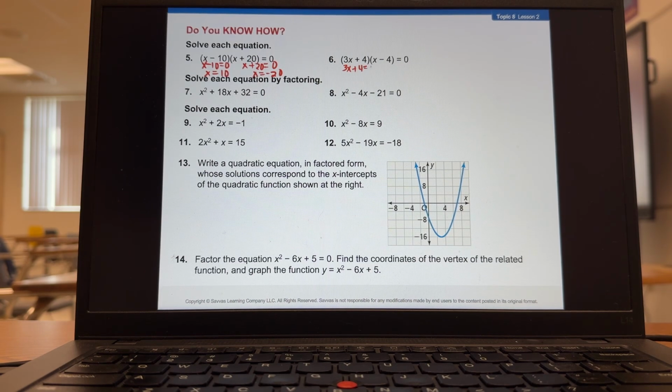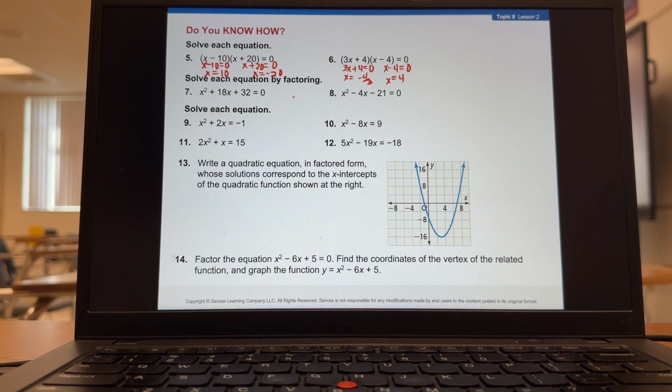3x plus 4 equals 0. x minus 4 equals 0. This x ends up being negative 4/3. This x equals a positive 4. Number 7, it's already, 7 and 8 are written in standard form, and they're the easy ones.